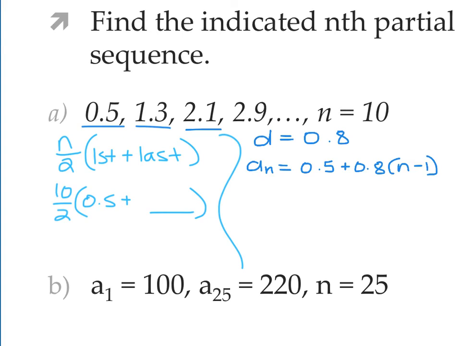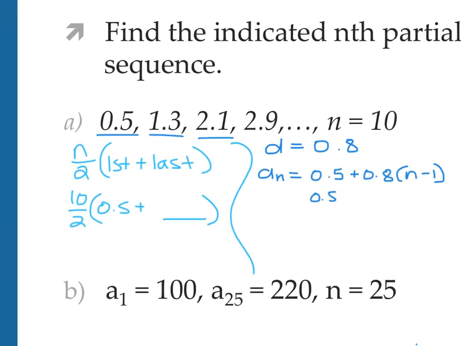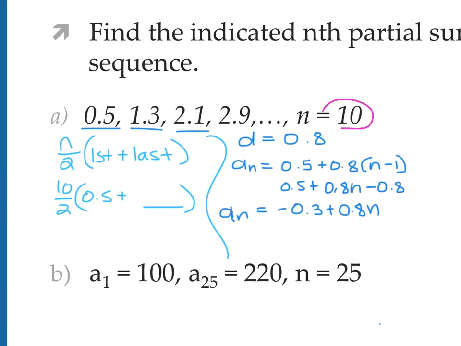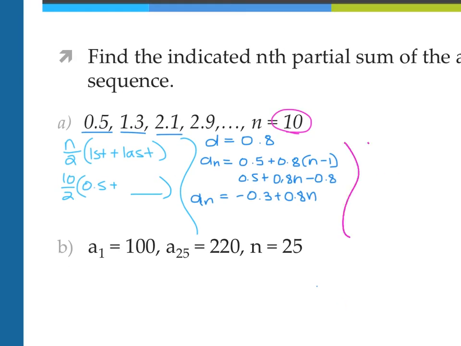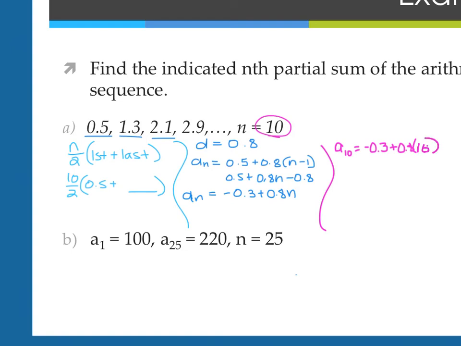With me so far? Now, if I wanted the actual equation, I could continue to work this out. 0.8n minus 0.8. And I'd get negative 0.3 plus 0.8n. That's A sub n. But really what I need to find is A sub n, where n is 10. So A sub 10 would be negative 0.3 plus 0.8 times 10, or negative 0.3 plus 8, which is 7.7.